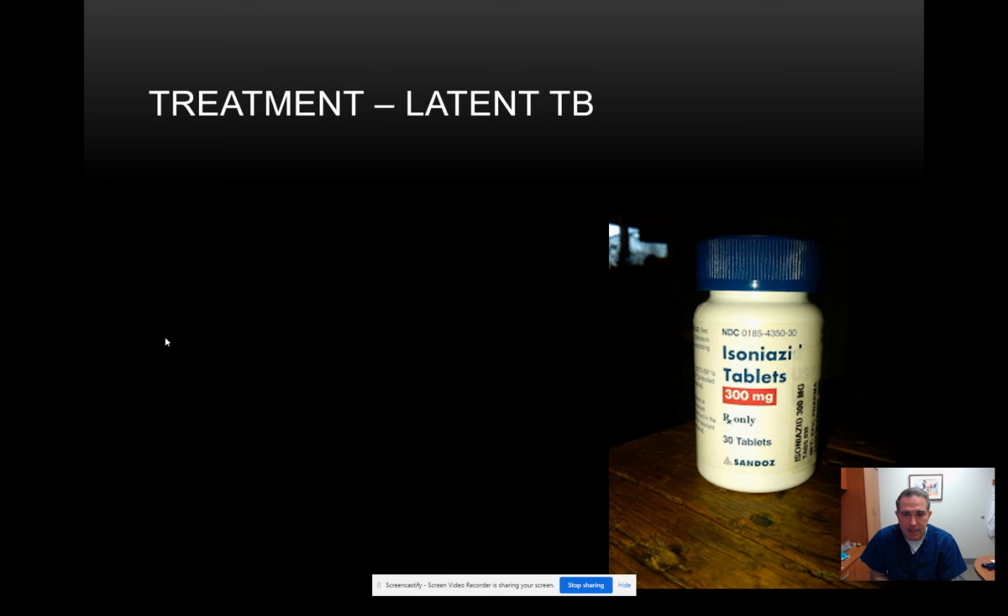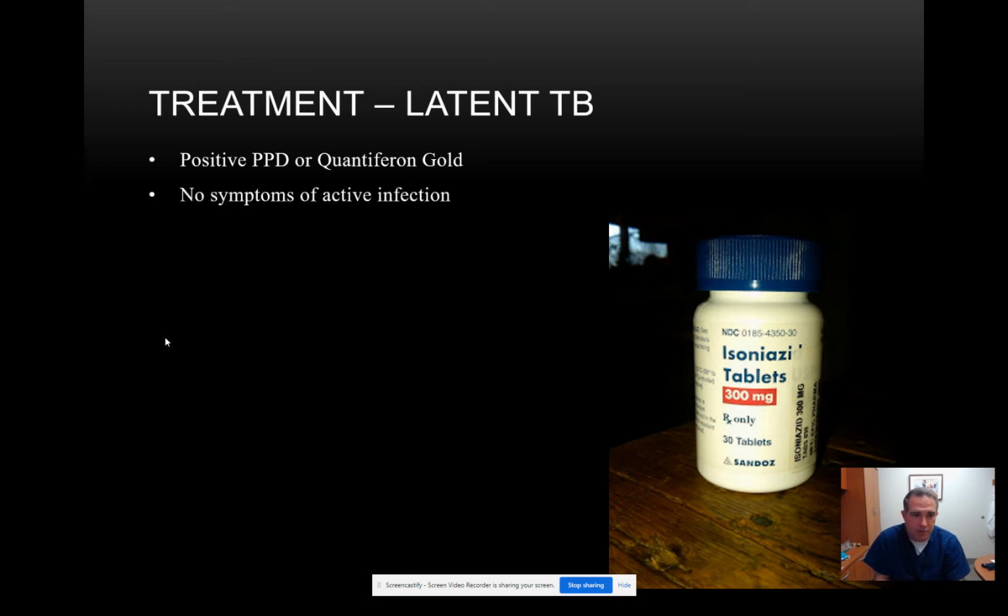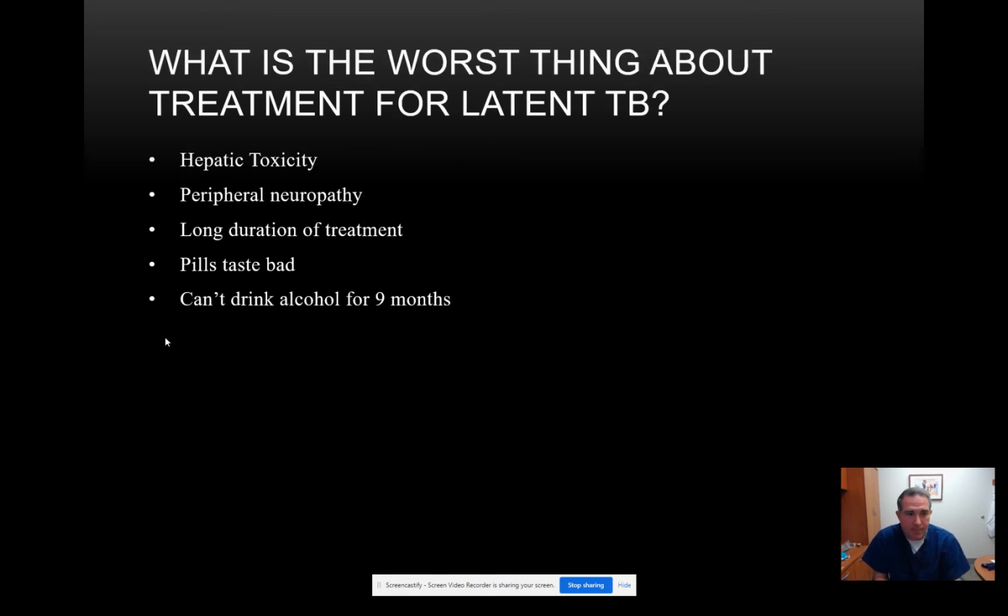For latent TB, so if you come to work here and you've never gotten a PPD test before and you get a PPD and it's positive, and you have no symptoms, no signs of active infection, chest x-ray is normal, then again, you're going to fall into this group of latent TB and you get 9 months of INH.